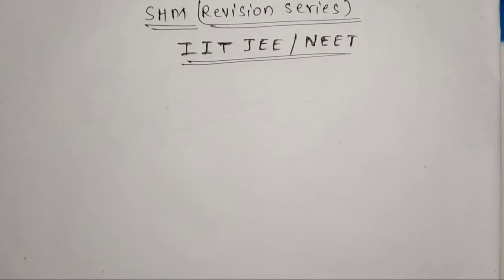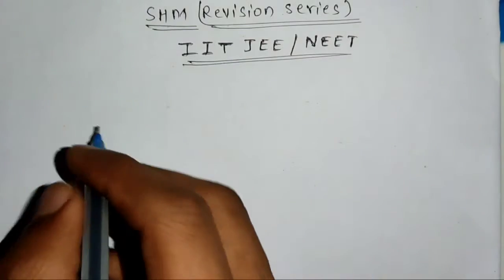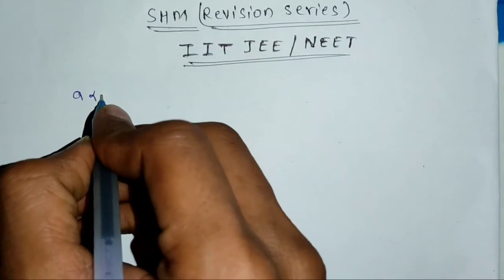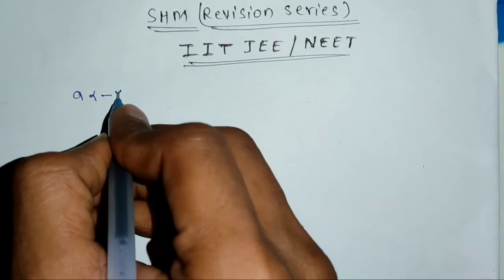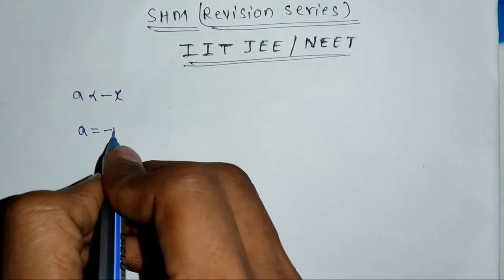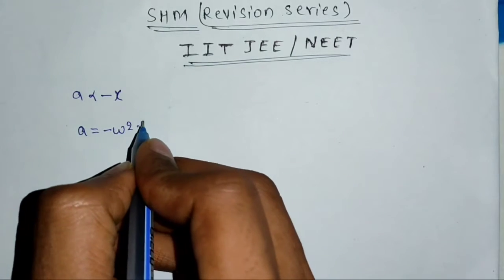Hi to everyone. In this video we are going to discuss all important concepts and formulas of SHM for IIT JEE and NEET. First of all, a particle is executing SHM if its acceleration is directly proportional to the negative of its displacement, that is a = -ω²x.